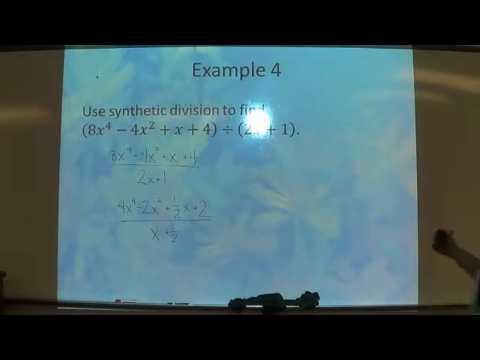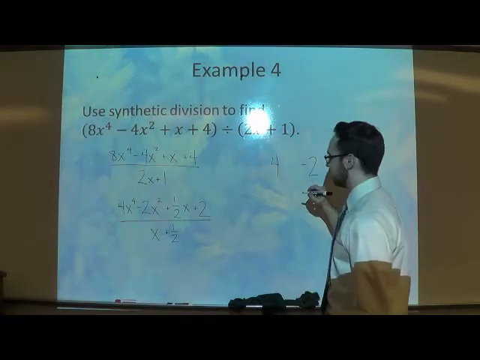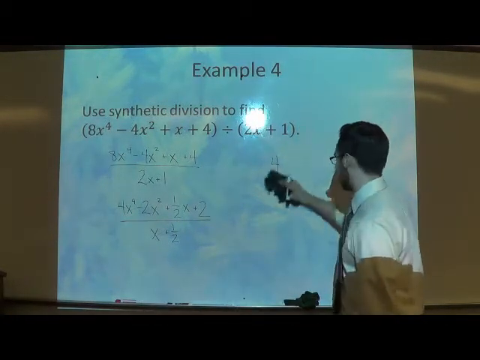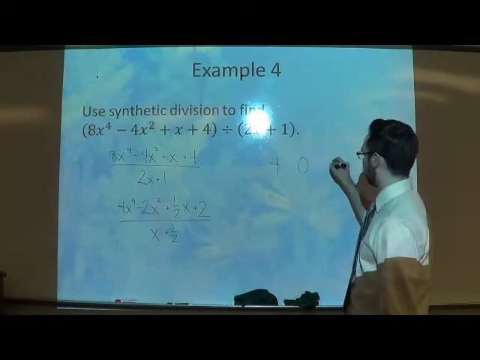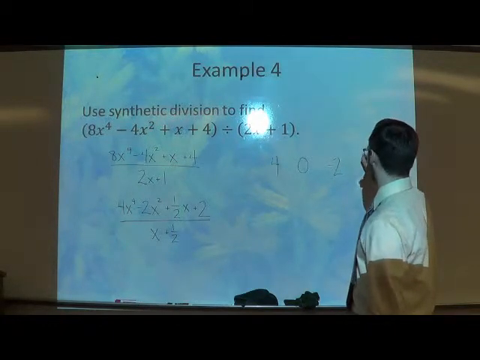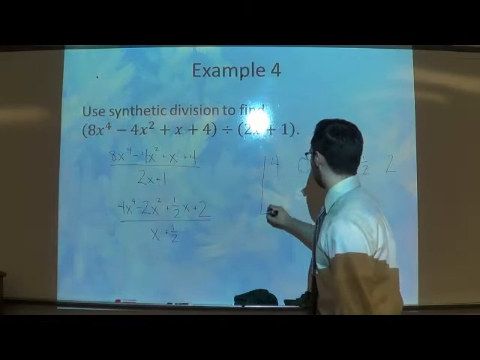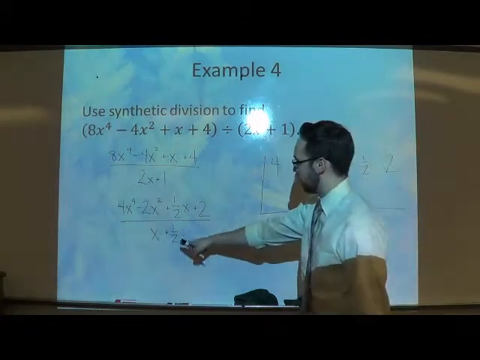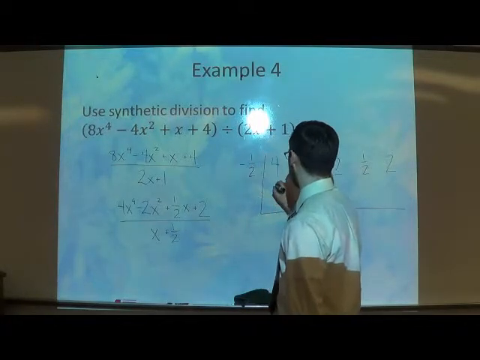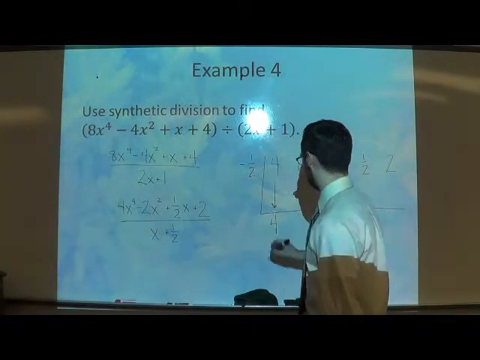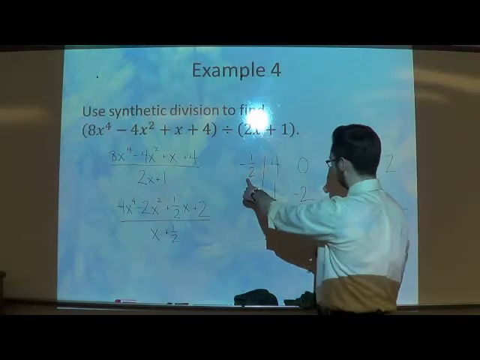So when I write out my synthetic division, we're going to have 4, negative 2, oops, excuse me, I'm just breaking the rule I just taught you. So we have no cubed, so I'm going to have 4, 0, negative 2, 1/2, and 2. Make our box. Remember, take the opposite sign, so I actually want a negative 1/2, and now I can bring them down and start. So 4 times negative 1/2 is negative 2.